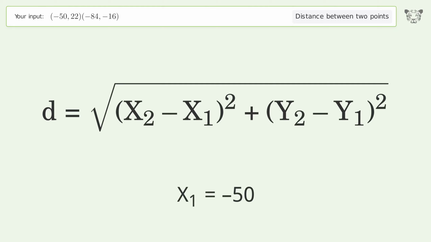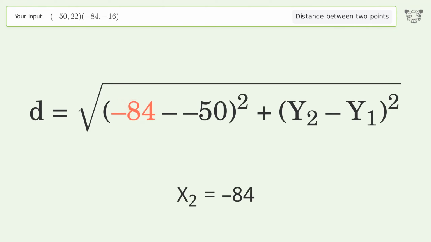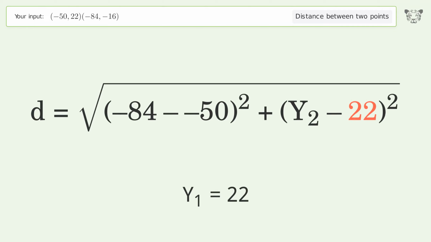x1 equals -50. x2 equals -84. y1 equals 22. y2 equals -16.